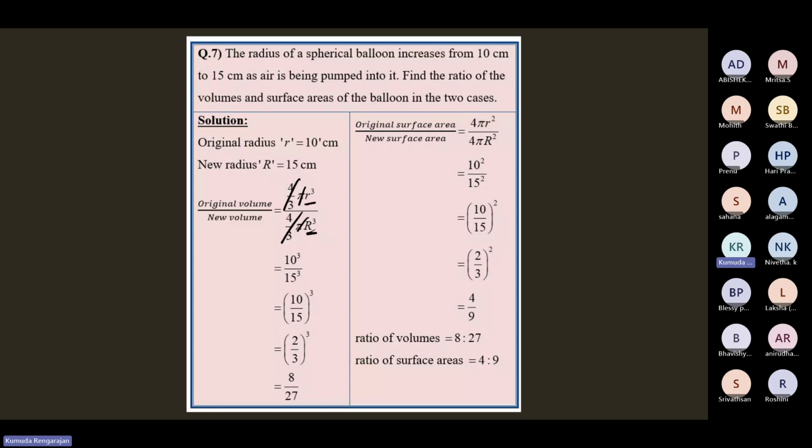Now substitute the values. Small r is 10, capital R is 15. So 10 cubed by 15 cubed is 10 by 15 the whole cube. And you can cancel inside. 2s are 3s are 5 2s are 5 3s are. So it's 2 by 3 the whole cube or 8 by 27.